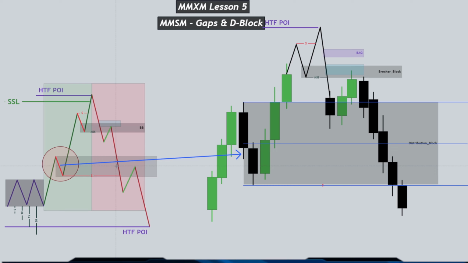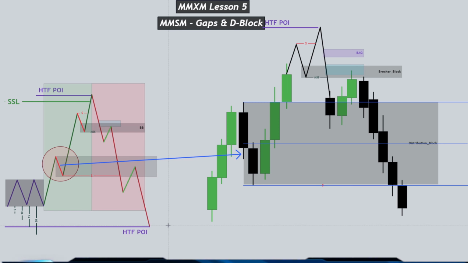Another way of retracing is the 50%, the lower 50%, which is the discounted 50%. The market can retrace to the lower 50%, and the highest probability setup will form around that area, because this is where the second stage of distribution happens.